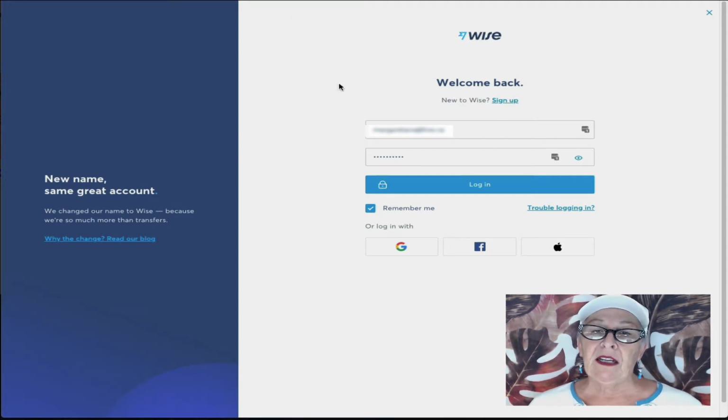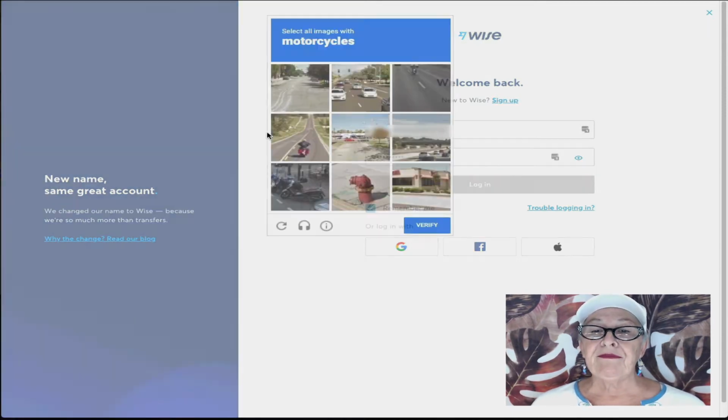Okay, so I'm in my login page here, and of course I've got my password in there. When I click login, it's linked to my phone, so it will send me a secondary verification so that not just anyone can log in. And I'll show you that when it comes in. Okay, so I'm going to click login.